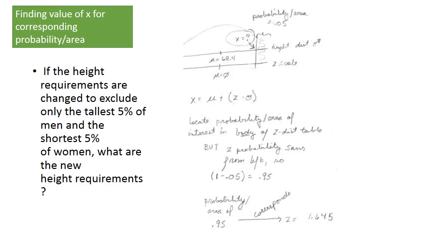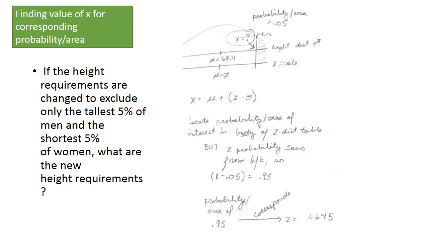We're going to finish up here looking at solving for part C, which is where they're asking if the height requirements are changed to exclude only the tallest 5% of men and the shortest 5% of women, what are the new height requirements? Here we're using the second part of section 6.3 where we're finding the value of x for a corresponding probability area. You've been given the corresponding probability area of 5%. You can see your figure over here on the right where I've drawn this out again.